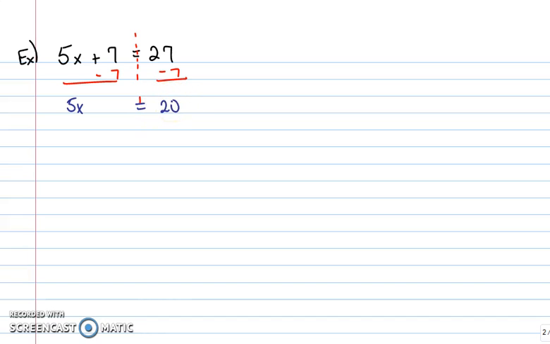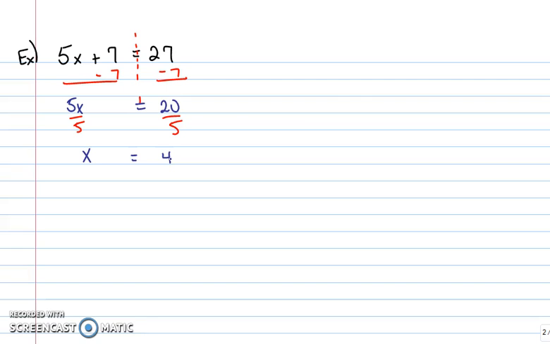Now I can deal with that x. Since that is 5 times x, just to get x by itself, I have to divide both sides by 5. And that will give me a coefficient of 1x, but we just like to write x. And so I end up with x is equal to 4. And I have my solution for my equation.